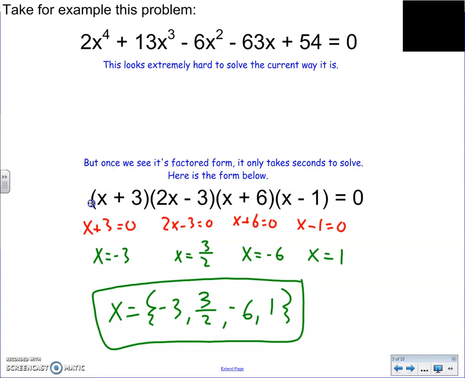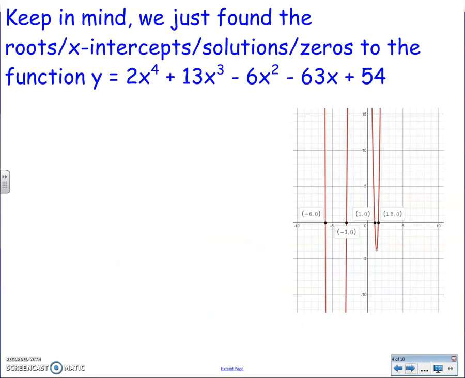All right. So here's the graph. Keep in mind we just found the roots, x-intercept solutions, zeros to that function y equals all of that. Remember, it's called a zero because y is 0. If you look at these points, here's 0 for y, here's 0 for y, here's 0 for y, here's 0 for y. All right, so basically we just did 0 equals all of that thing.